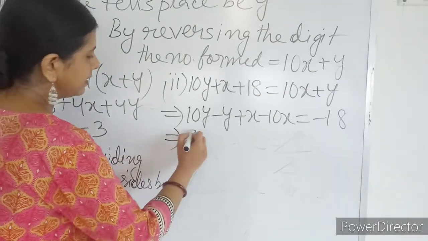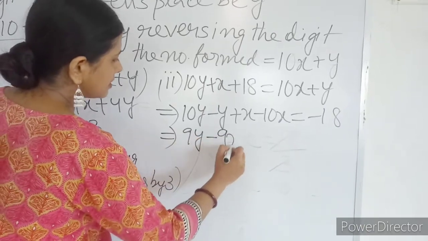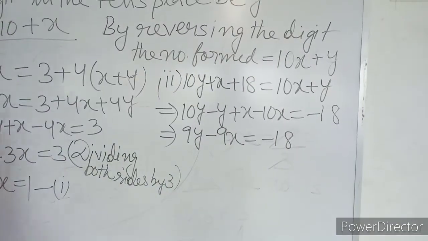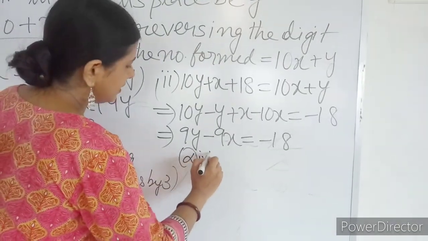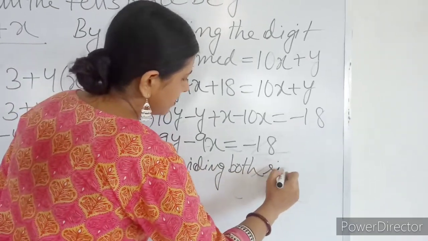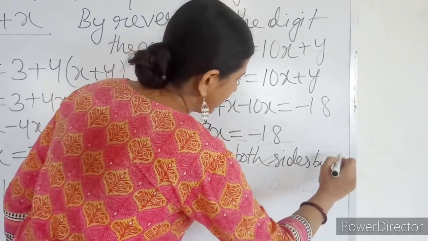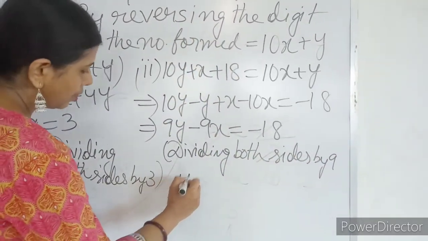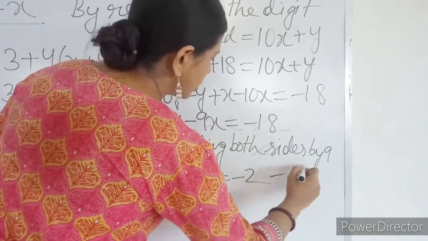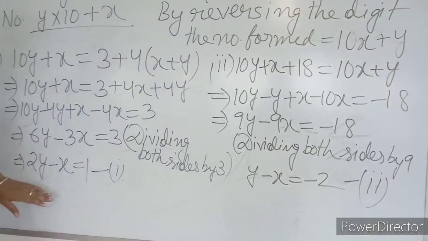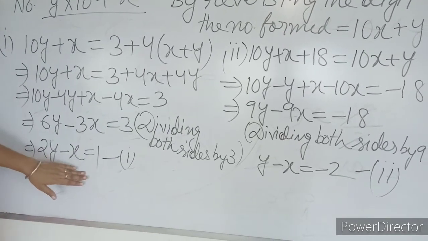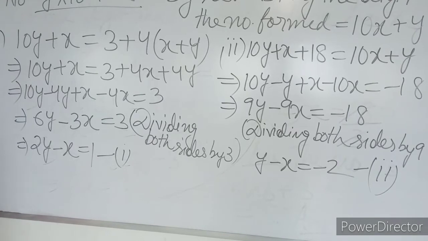So what I am getting? 9y minus 9x equal to minus 18. If I divide both sides by 9, what I am going to get? y minus x equal to minus 2. This is my equation 2. Now I have to solve equation 1 and equation 2. What way can I solve? If I subtract equation 2 from equation 1, I can solve it.